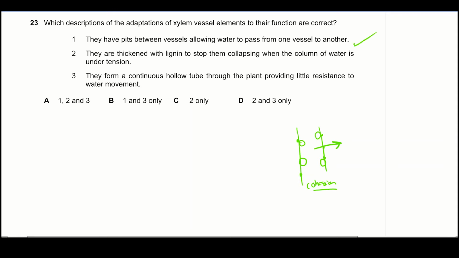2. They are thickened with lignin to stop them collapsing when the column of water is under tension. This is correct because, as we know, xylem vessel elements are lignified to provide structural support, etc.